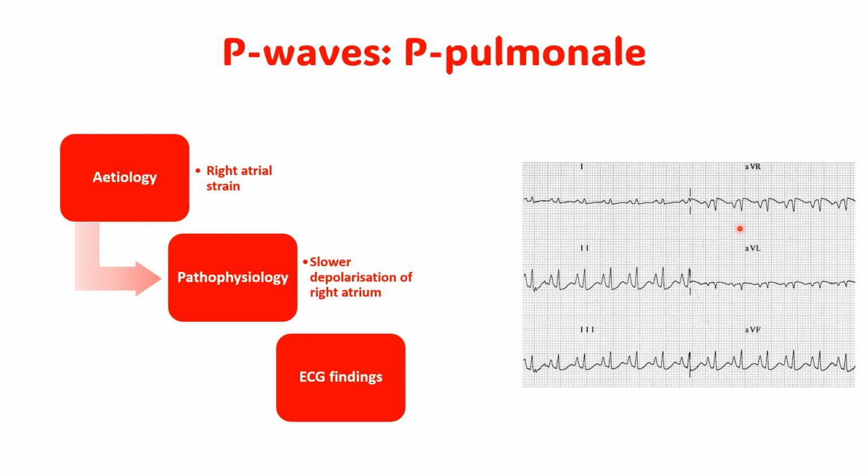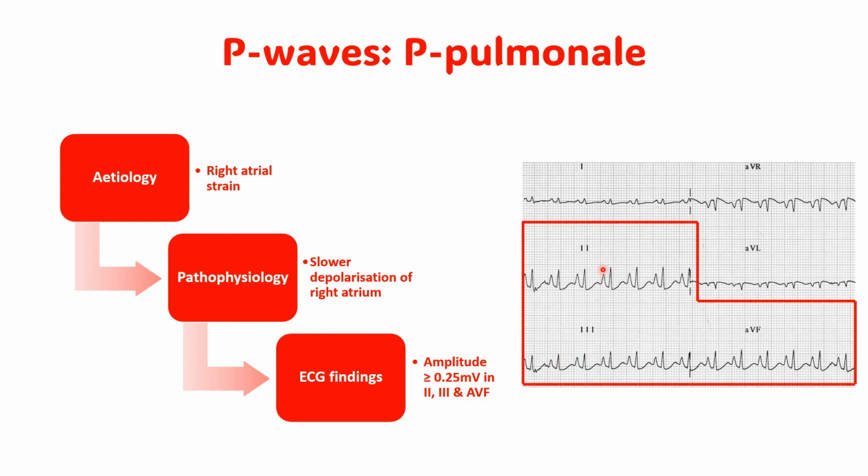the P wave. Okay. And then just to reiterate the definition, it's where we have an amplitude greater than or equal to 0.25 millivolts in leads 2, 3, and AVF. Okay, like we can see here on the diagram.